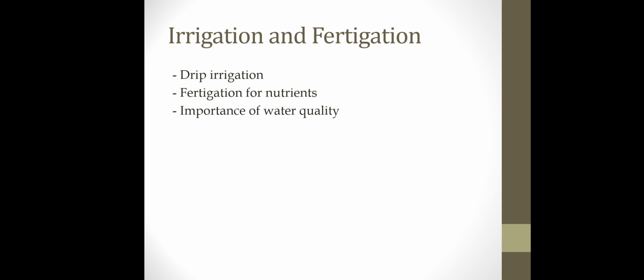Next, irrigation and fertigation. We have to consider irrigation during crop management, and fertigation. Irrigation is also a considerable factor, which is done through drip irrigation, and fertigation is used for the nutrients which will be given to the crops. And then we have to consider the importance of water quality. Without good water quality, we can't control the crop management.